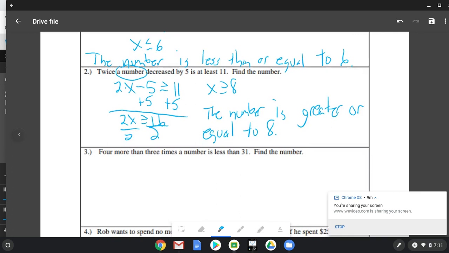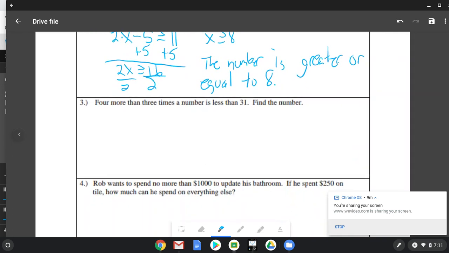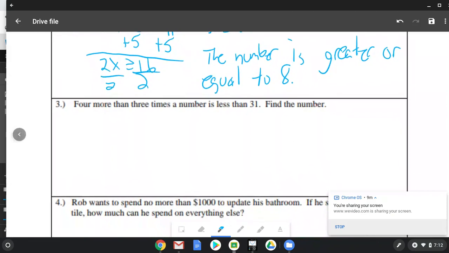And then number 3, 4 more than 3 times a number. So 4 more is 4 plus. We don't write an inequality there because the words more than just mean plus. Okay, when we see the is, that's when we have the inequality sign. So 3 times a number would be 3x. Is less than, so that'd be less than 31. So that's what that looks like.